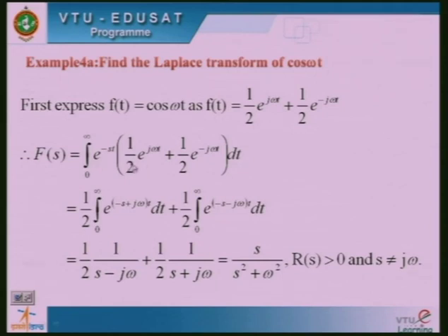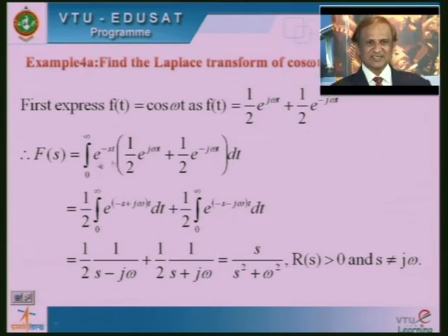You observe the base is same, I can add the powers. Is it clear? I hope you will get minus times of s plus j into omega t dt plus 1 by 2 times of, you can multiply. Is it clear? E to the power minus st into e to the power minus j omega t, right. Again the base is same, you can add the powers. Is it clear? I hope you will get minus s minus j into omega dt, right.